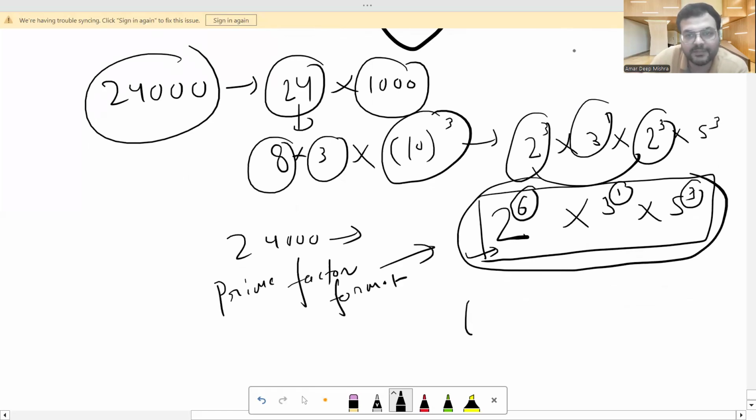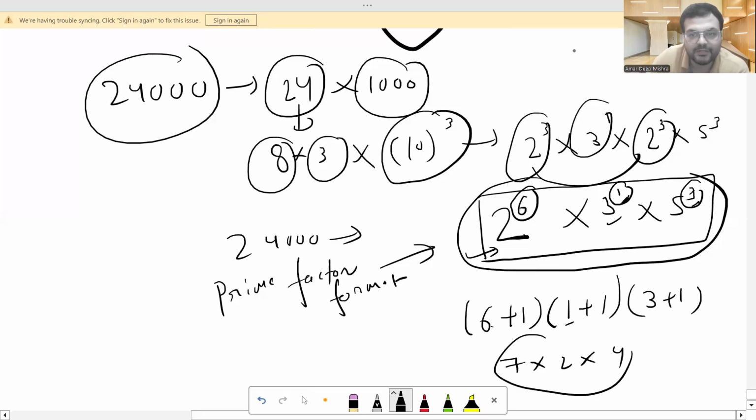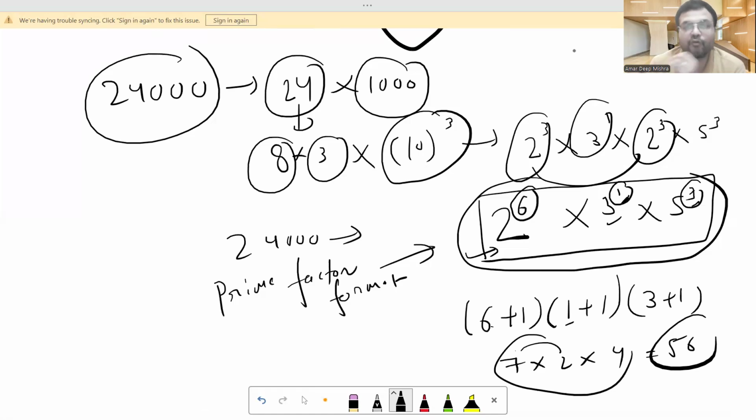So in the first bracket, take 6 and add 1. In the second bracket, take this 1 and add 1. Why 1? Because 1 is the power of this 3. In the next bracket, you take this 3 and add 1. So 6 plus 1, 7, into this 2 into this 4. So 7 twos are 14, into 4, that's 56. So the total number of factors is 56. So for 24,000, you have a total of 56 factors.